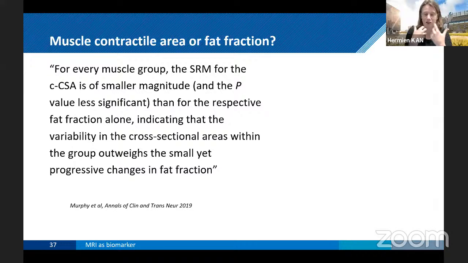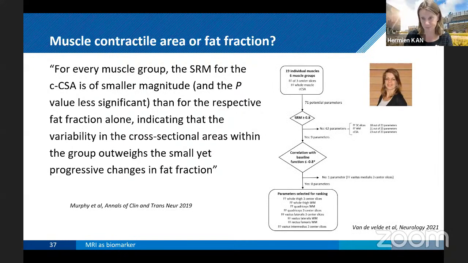And because we all have different sizes, at least this is my interpretation, we all have different heights and lengths, the between-subject variation in cross-sectional area is just much larger compared to fat fraction, because fat fraction varies between 0 and 100. So even though conceptually it would be more logical to look at the remaining muscle tissue, fat fraction is just more sensitive to detect change.